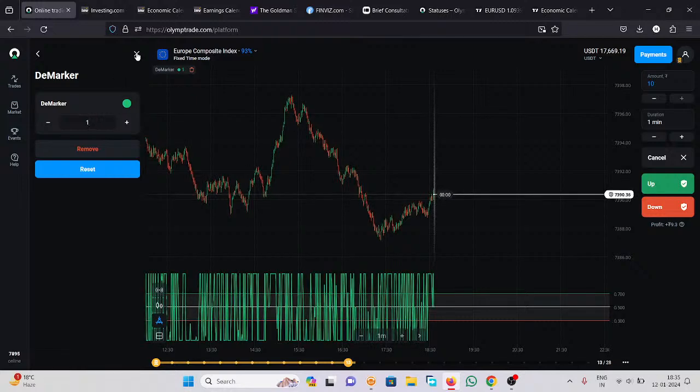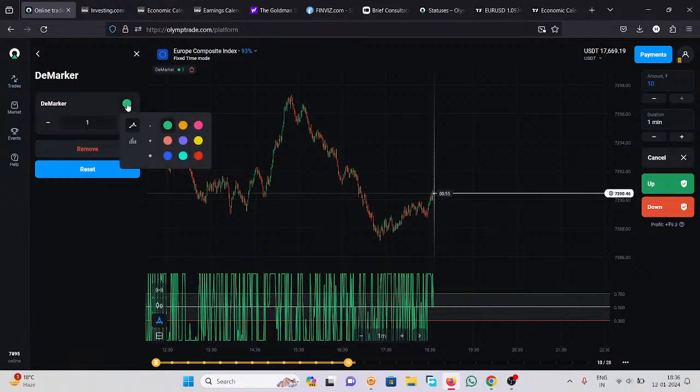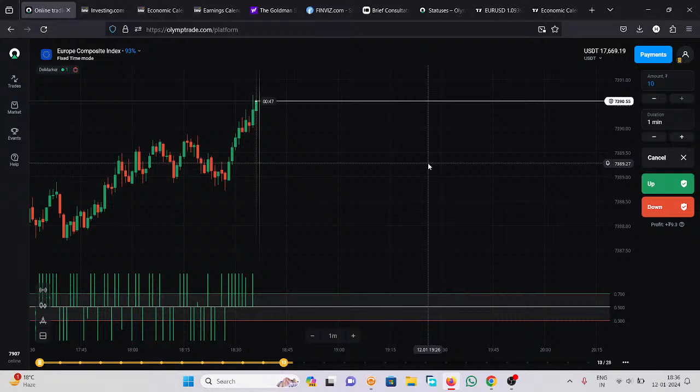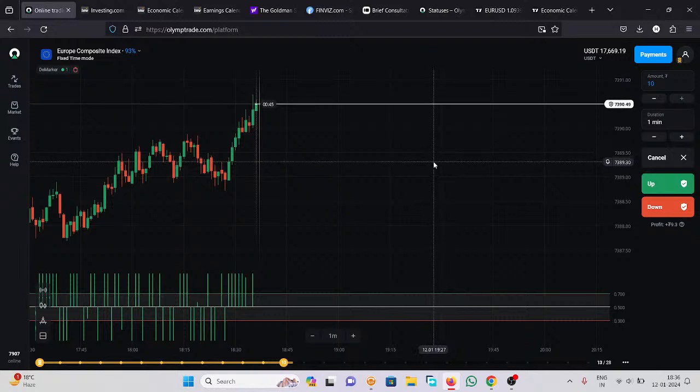All right. Then we need to change the design. So we have DeMarker in the area chart and we need to use it like a histogram. Okay. Same. Perfect. We are having this now. What is this strategy about? How does this strategy work? How to open the trade? We are definitely going to discuss it.